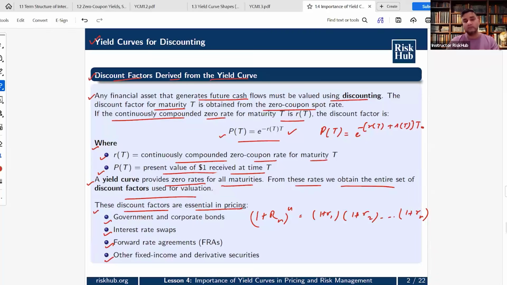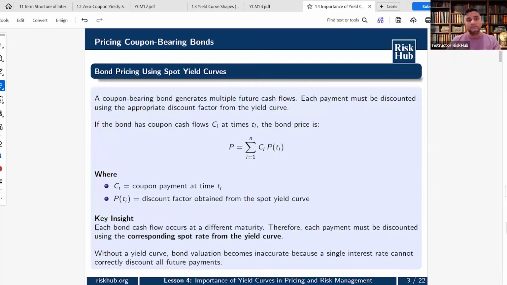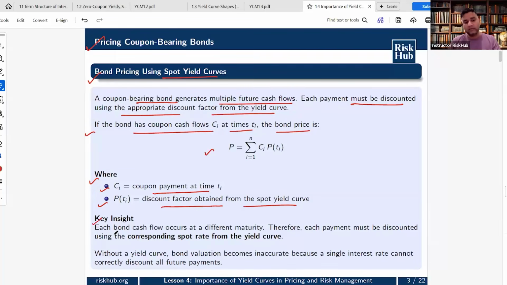Then we get into the next slide, which is pricing coupon-bearing bonds, right? Bond price using spot yield curves. A coupon-bearing bond generates multiple future cash flows. Each payment must be discounted using the appropriate discount factor from the yield curve. If the bond has coupon cash flow C_i at times T_i, the bond price is given by this, where C_i is the coupon payment and P(T_i) is the discount factor obtained from the spot yield curve. The insight is that each bond cash flow occurs at a different maturity, therefore each payment must be discounted using the corresponding spot rate from the yield curve. Without a yield curve, bond valuation becomes inaccurate because a single interest rate cannot directly discount all future payments, right?